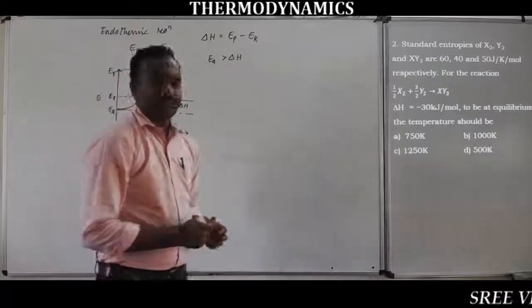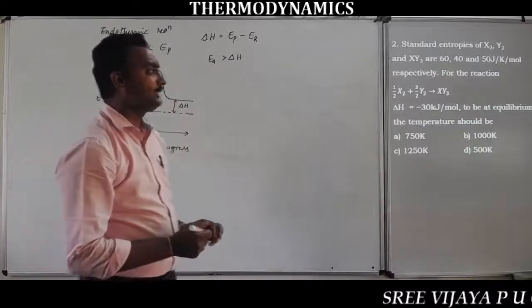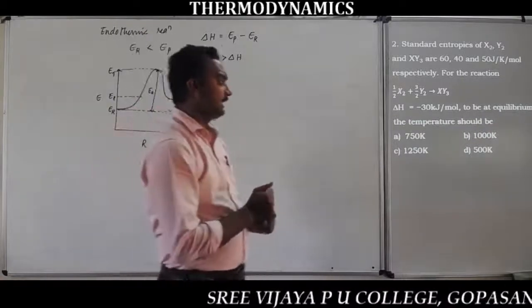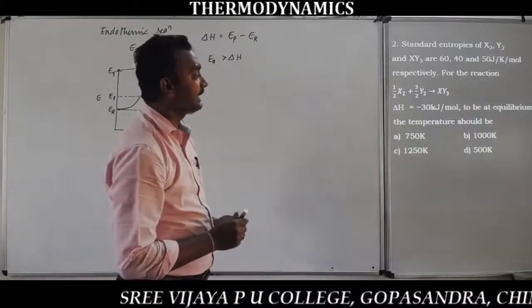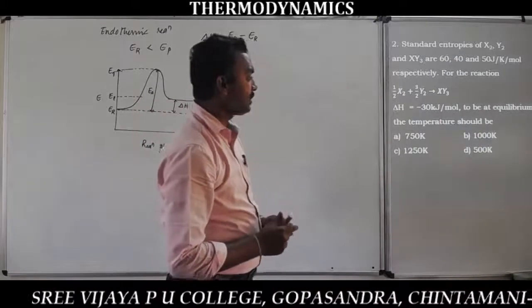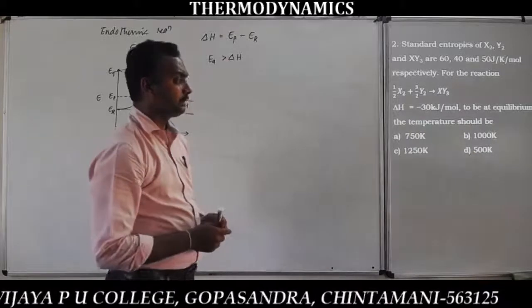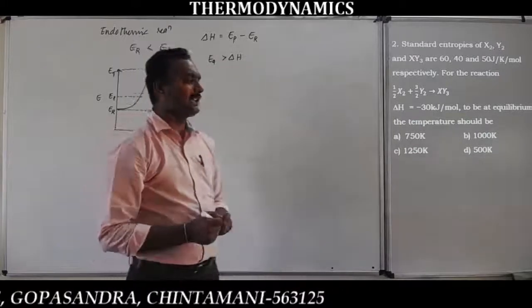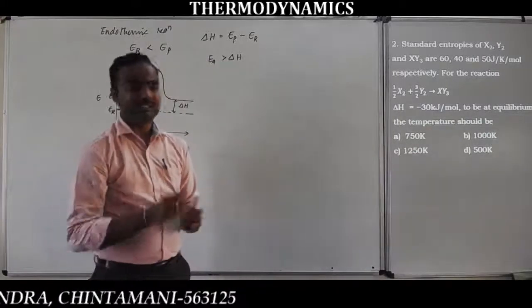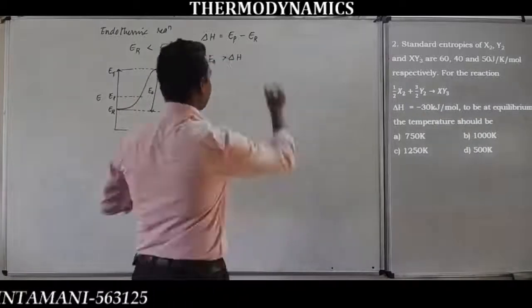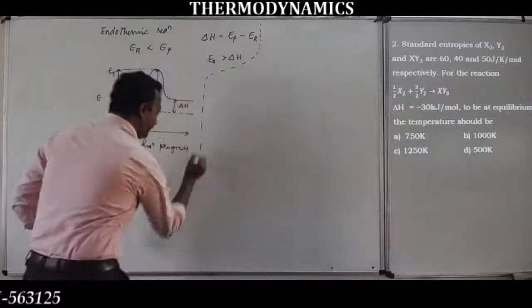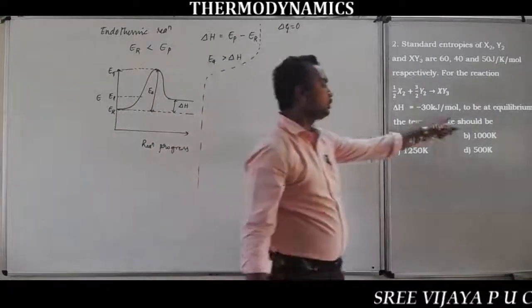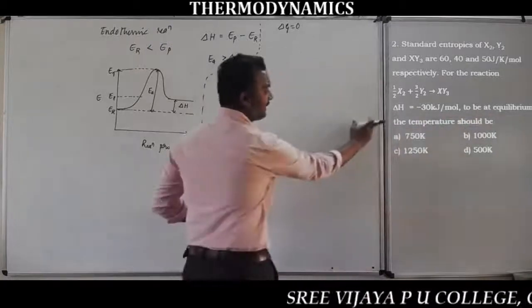Standard entropies of x2, y2 and xy3 are 60, 40 and 50 joule per Kelvin per mole respectively for the reaction 1/2 x2 plus 3/2 y2 gives xy3. The delta H value is given, that is minus 30 kilojoule per mole. To be at equilibrium, what should the temperature be? When it says equilibrium, delta G is equal to 0. Why do we say that? Because it says to be at equilibrium, and they have also given the delta H value.